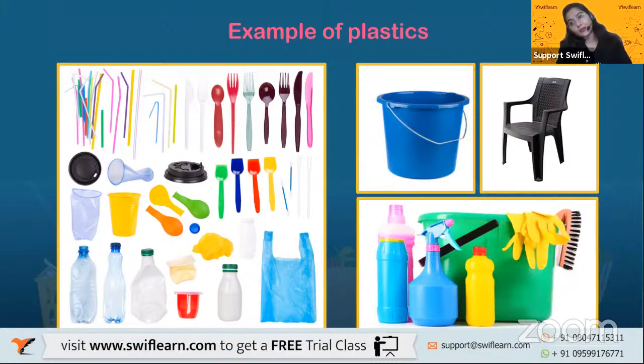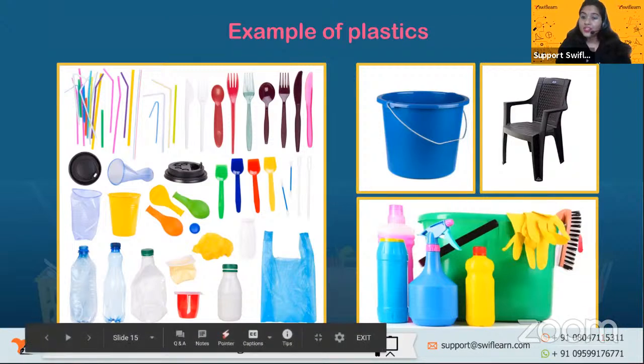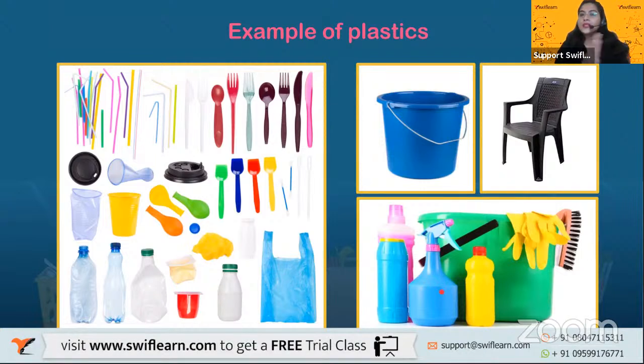The blood bags also, the different brushes, spray containers. These are all made of plastics, and different colors are there. We can color them in a variety of bright colors. So these are all the examples of plastics.